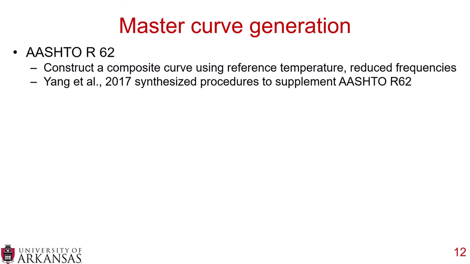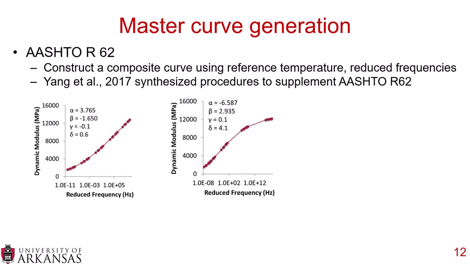And you can see an example of why here. So following R62 to the letter, you get your 4 shifting coefficients, alpha, beta, gamma, and delta, as shown. But you can see the isotherms. There's 5 sets of isotherms. Those are the 5 testing temperatures. And you can see those isotherms do not overlap.